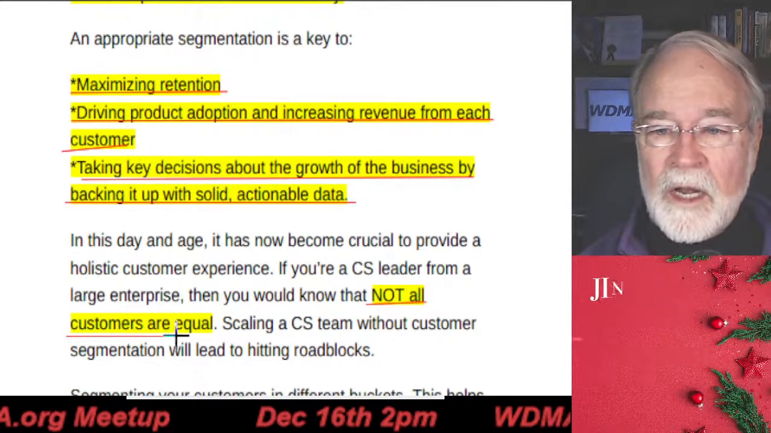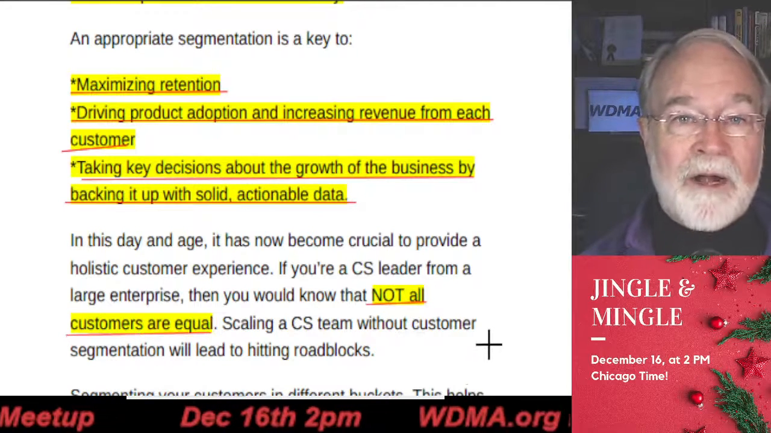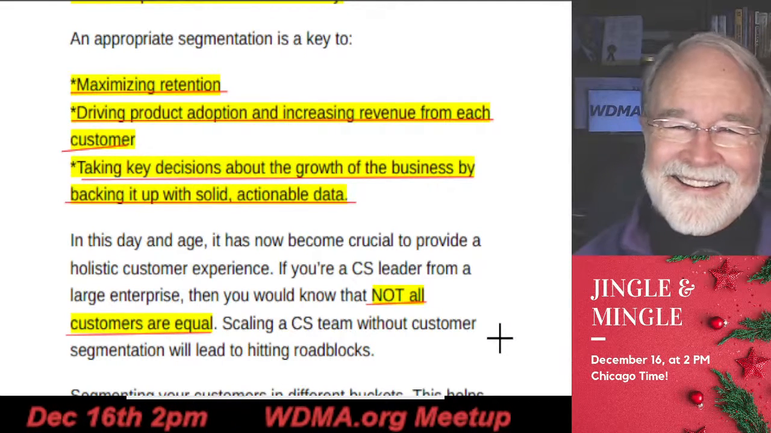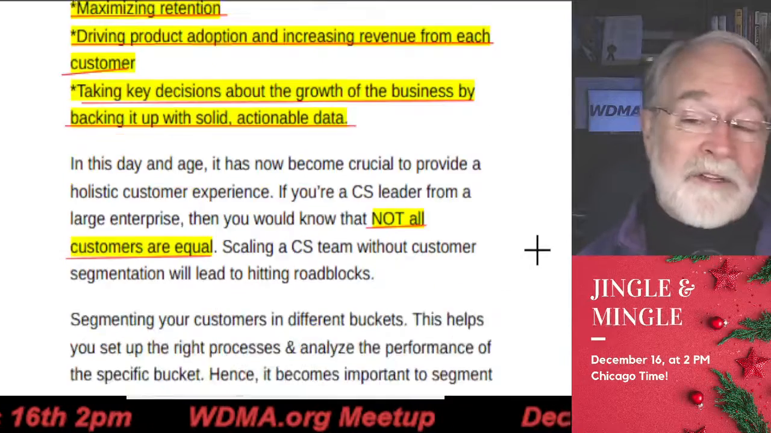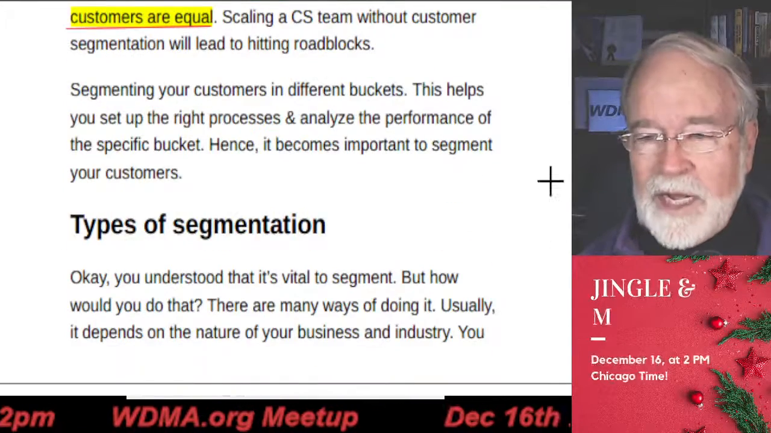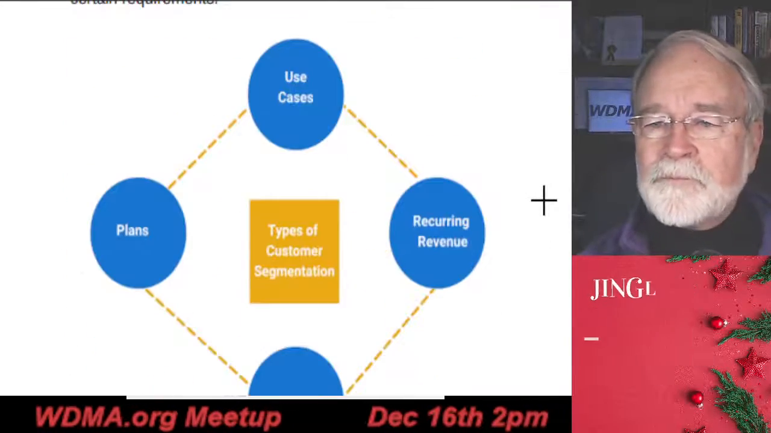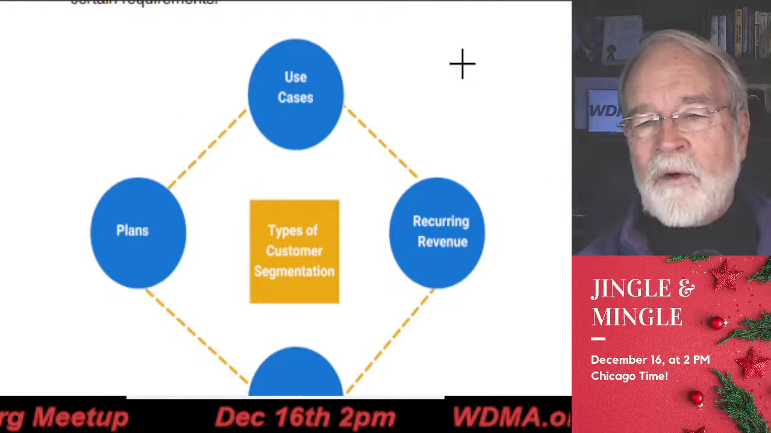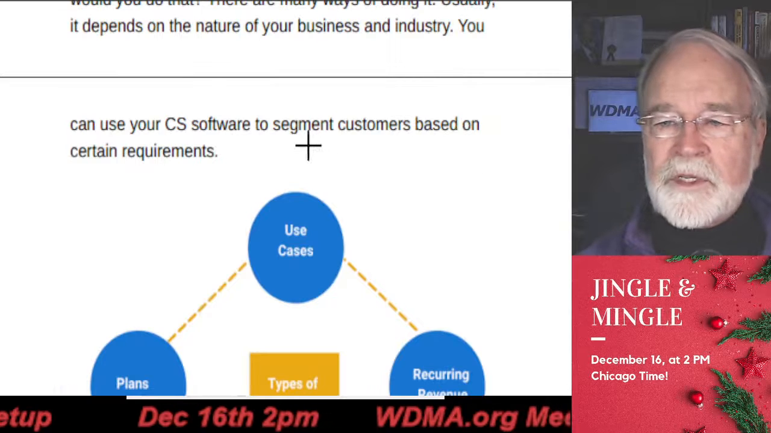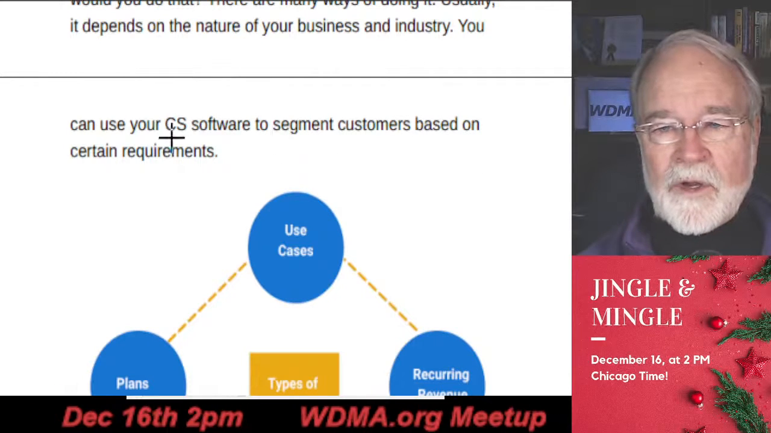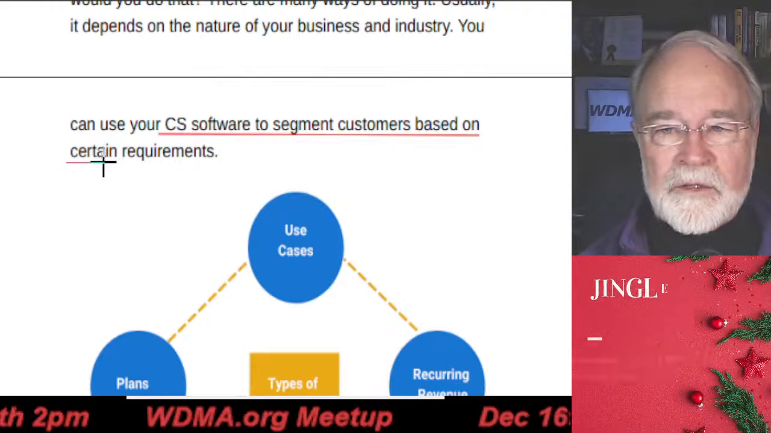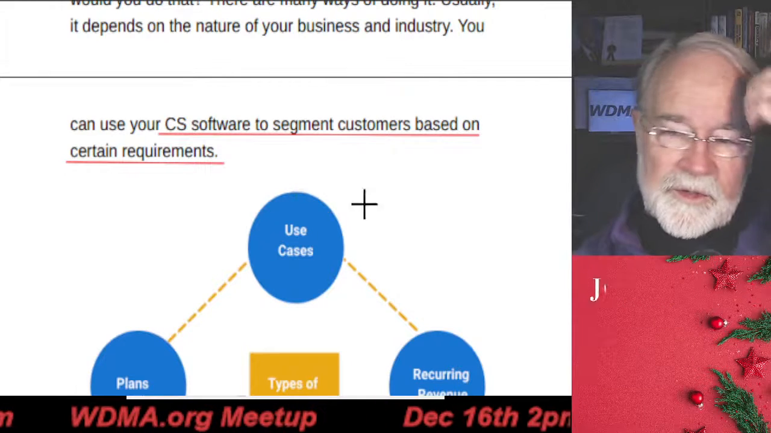So we're going to get into a customer segmentation model that I built back in 1982. And it was the foundation for what became CRM. But anyway, this is like how you use the product. I didn't understand that one. This is ways to segment. You can use your CS software to segment customers based on certain, well, he said above, attributes.